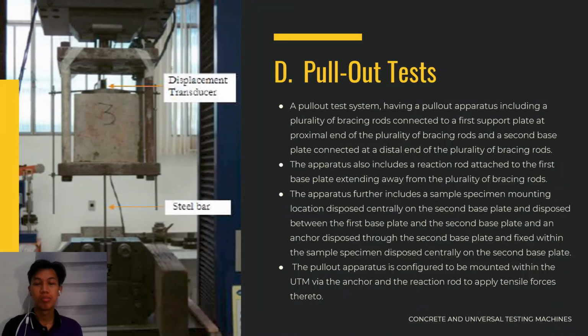So next one, we have here the pull-out test. A pull-out test system having a pull-out apparatus including a plurality of bracing rods connected to a first support plate at proximal end of the plurality of bracing rods and a second base plate connected at a distal end of the plurality of bracing rods. And the pull-out apparatus is configured to be mounted within the UTM via the anchor and the reaction rod to apply tensile forces thereto.